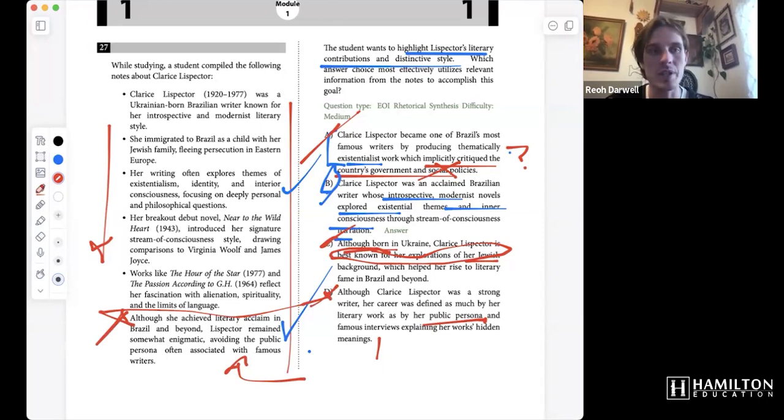So if you're missing a rhetorical synthesis question, you might just need to spend a little more time on it. Make sure you give it enough time when you're running through the test. And make sure you're really checking off, does it answer the question? Does it use correct information from the notes? If it fails to do either of those things, then the answer choice probably doesn't work.